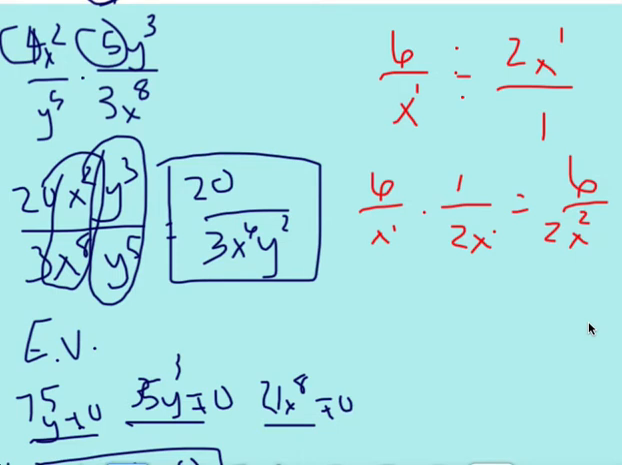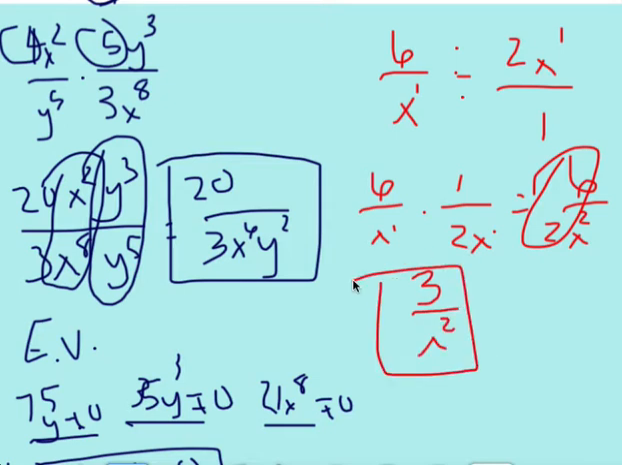So now I can do the 6 divided by 2, and that's going to give me 3 up top, but then my x squared needs to reside on the bottom. So that's my simplified rational expression right there, 3 over x squared.